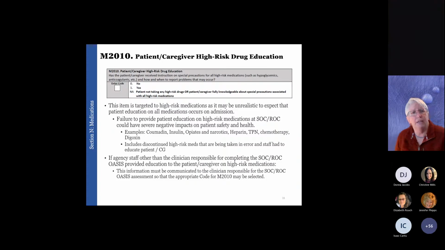And M2010 is about patient caregiver high-risk drug education. They're targeting just the high-risk meds because it's unrealistic to expect that patient education on all medications occurs on admission. And if they have a lot of high-risk drug education, you might have to go back and get another day in there to finish teaching the rest of those high-risk meds.